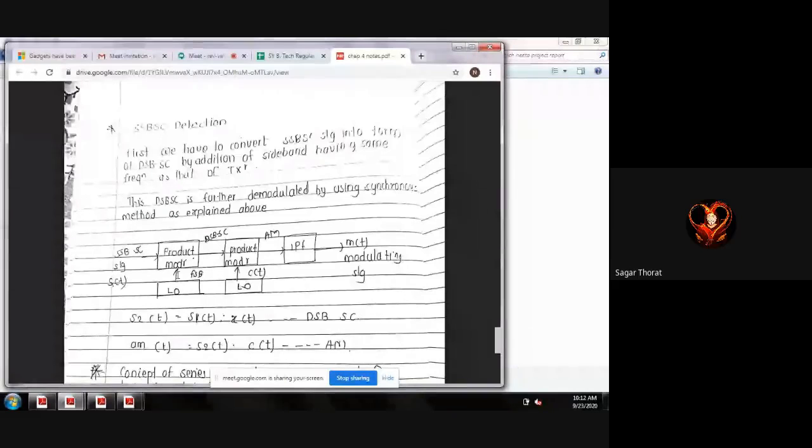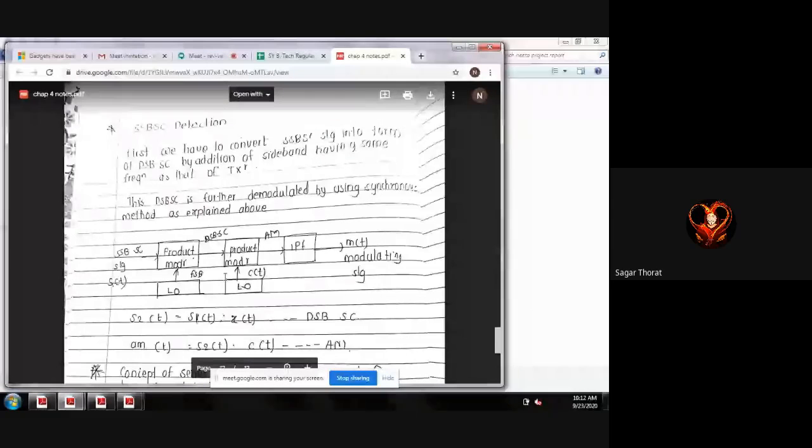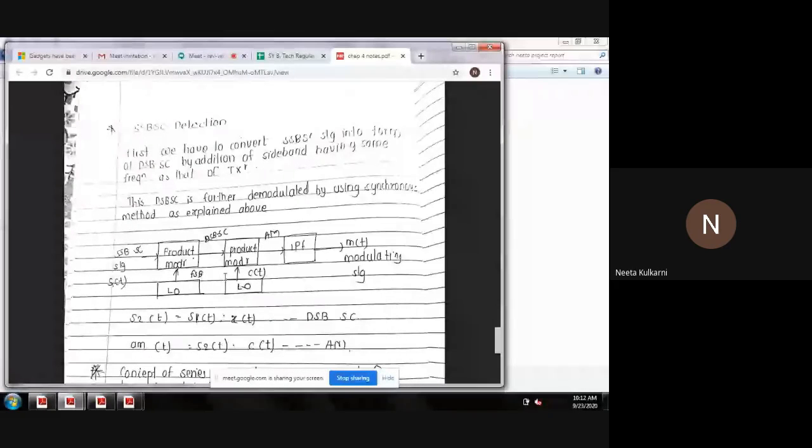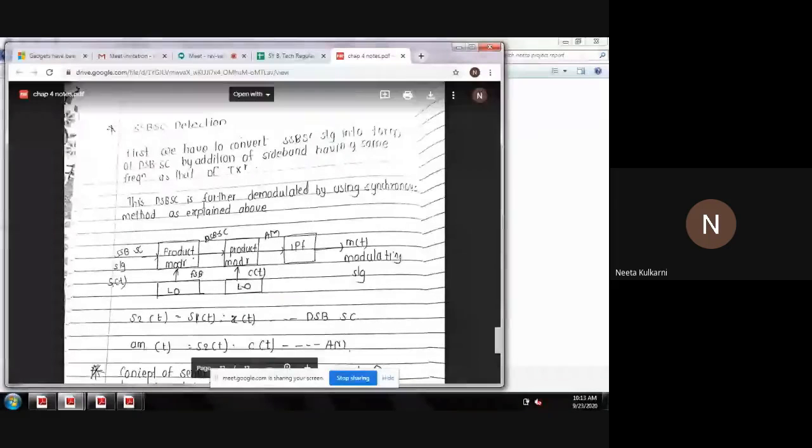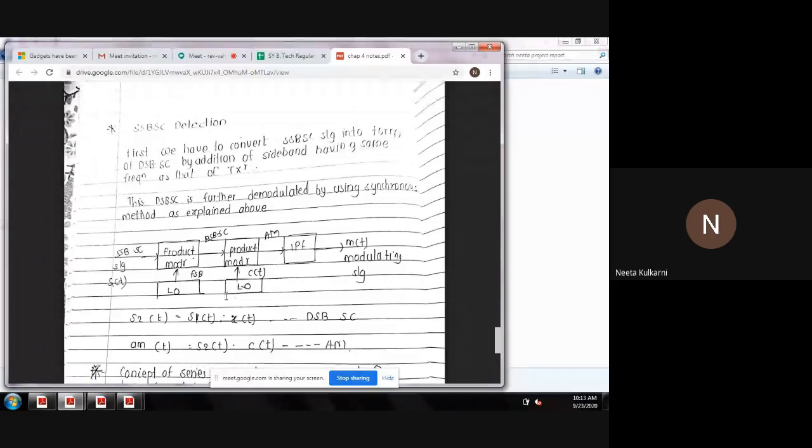So DSB-SC मिळालाय त्याच्यामध्ये कॅरियर ऍड करायचा. AM signal भेटते. तो कॅरियर कुठे जनरेट होतोय? सेकंड लोकल ऑसिलेटर मध्ये. Let us say this is local oscillator 1 and local oscillator 2. So this carrier is generated by local oscillator 2. Then it is added in the product modulator. And then the output we are getting is the AM signal. And in front of the AM signal we are adding the low pass filter and we are getting the modulating signal. Okay, is it clear? Yes.